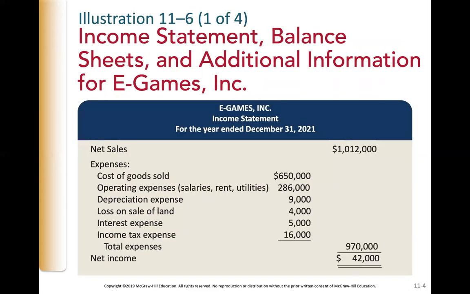So we're going to be looking at eGames Inc. This is the income statement that we're going to be using for this chapter. I recommend that you come back and refer to this slide as needed. Net sales are listed, and then the expenses are listed for the company. Cost of goods sold, operating expenses are listed as one big category.